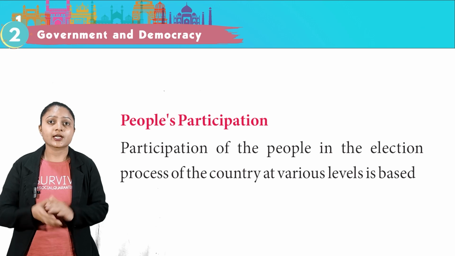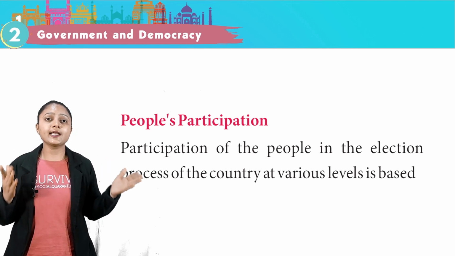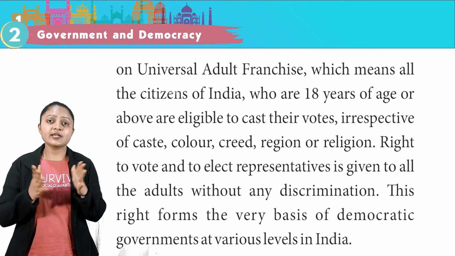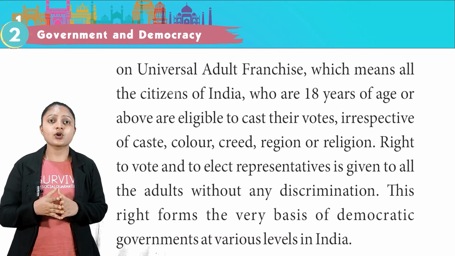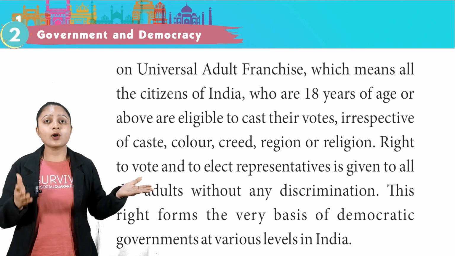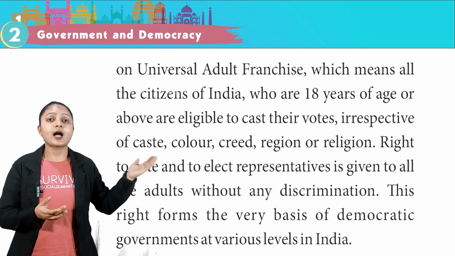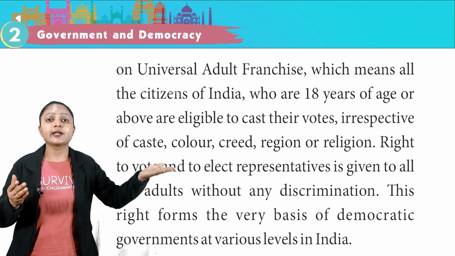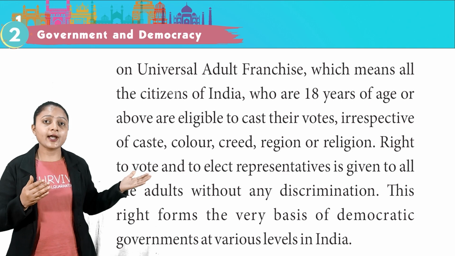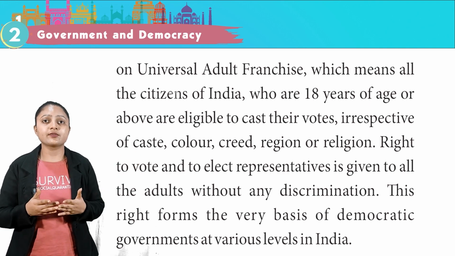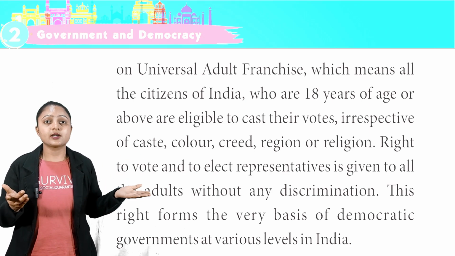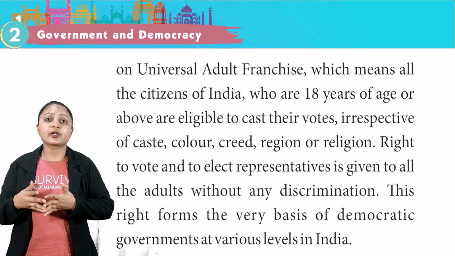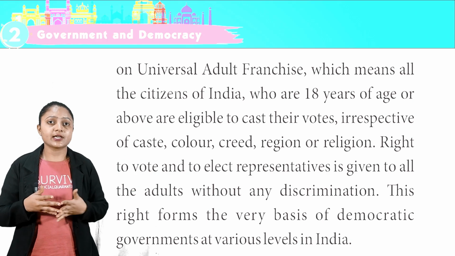People's participation. Participation of the people in the election process of the country at various levels is based on universal adult franchise, which means all the citizens of India who are 18 years of age or above are eligible to cast their votes irrespective of caste, color, creed, region, or religion. The right to vote and to elect representatives is given to all the adults without any discrimination. This right forms the very basis of democratic governments at various levels in India.